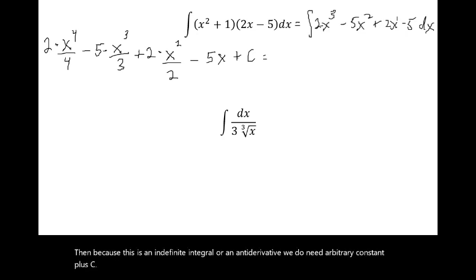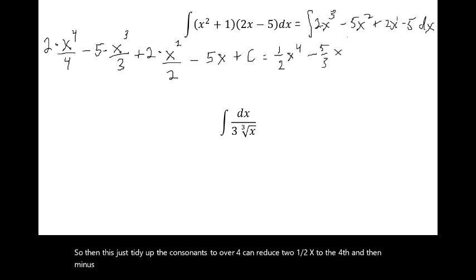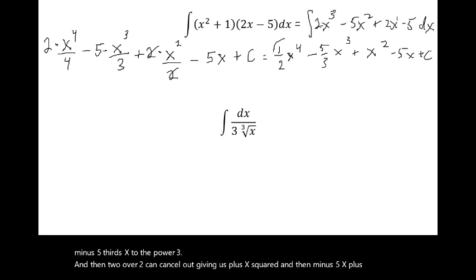So then let's just tidy up the constants. 2 over 4 can reduce to 1/2, x to the 4th, and then minus 5/3, x to the power 3. And then 2 over 2 can cancel out, giving us plus x squared, and then minus 5x plus c. And then that is going to be our antiderivative.